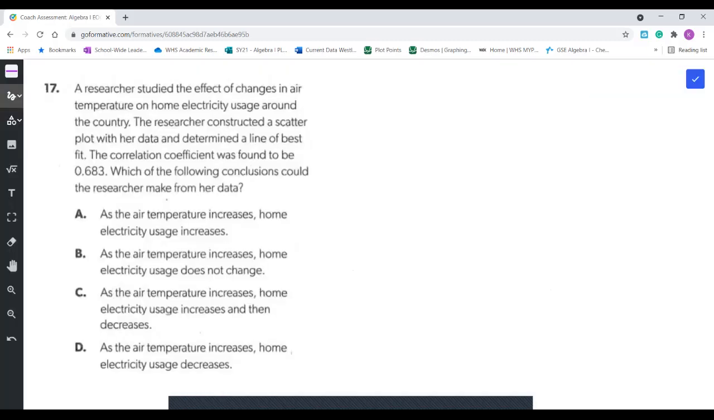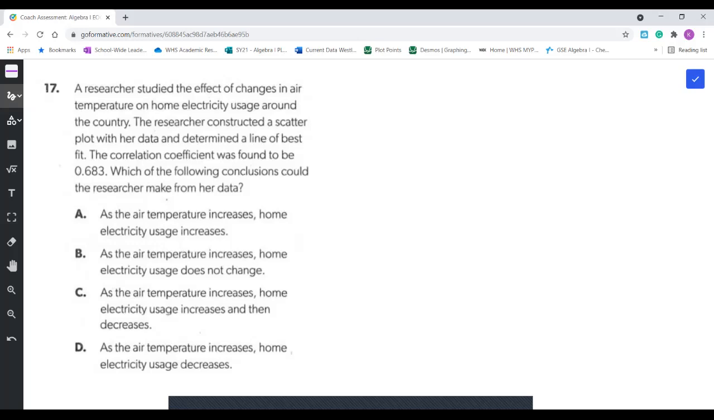All right, a researcher studied the effects of changes in air temperature on home electricity usage around the country. Okay. The researcher constructed a scatter plot with her data and determined a line of best fit. The correlation coefficient was found to be 0.683. Which of the following conclusions could the researcher make from her data?